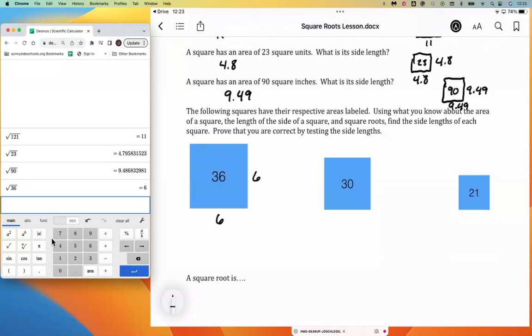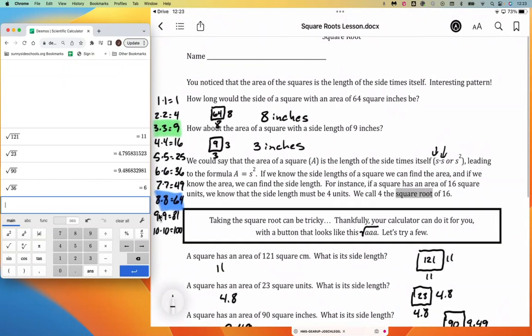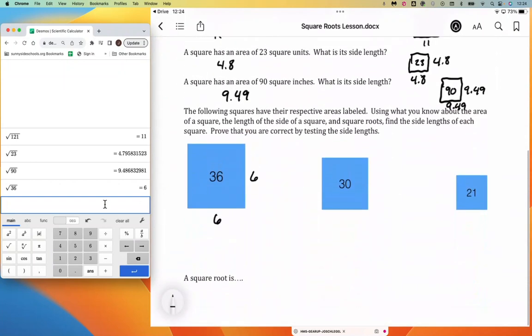If we look over at 30, I'll come up to my list so I can do an estimate really quick. 30 is going to be between 25 and 36, almost exactly between them. And so I'm going to guess between 5 and 6, it's going to be almost exactly 5.5 is what I think that should end up being. So square root of 30, almost exactly 5.5, 5.48. 5.48 is what our side lengths end up being.